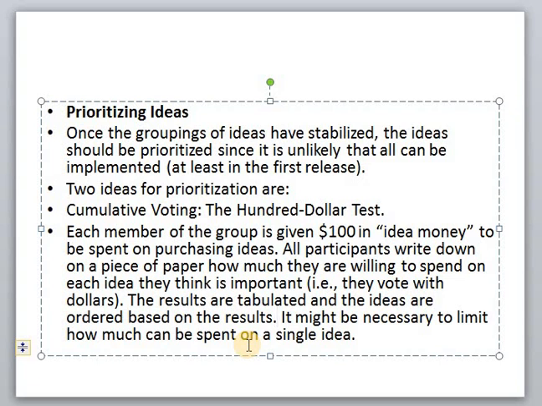It might be necessary to limit how much can be spent on a single idea. So for every idea, in order to prioritize, you have a limit on how much you want to spend on a single idea. This will help us to prioritize the effective ideas in order to search for the best ones.